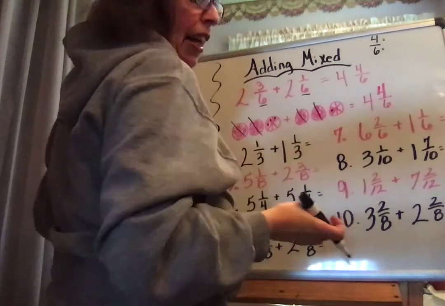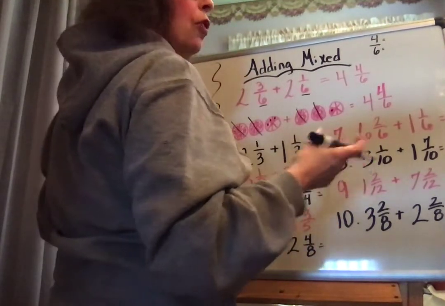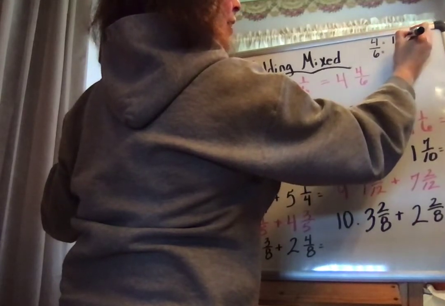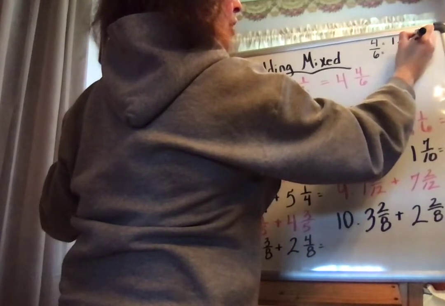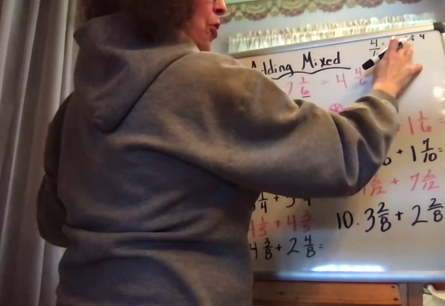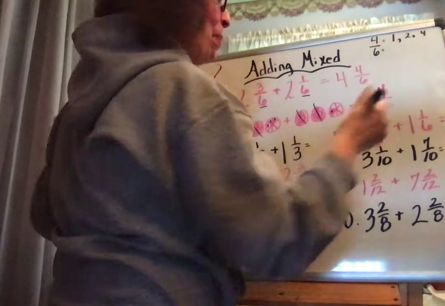Think of all the factors that equal 4. Okay, you should be saying 1 and 2 and 4, because 1 times 4 is 4 and 2 times 2 is 4. Good job. Now let's do 6.